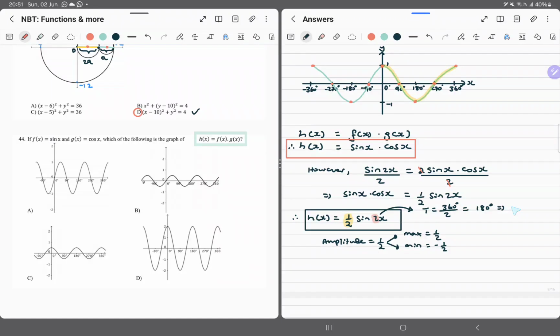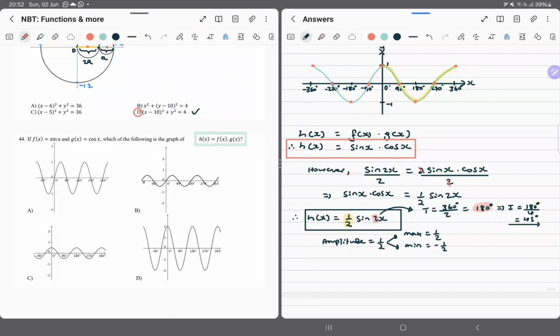And then obviously this tells us that our intervals are going to be the period, which is 180 degrees, divided by 4. Now 180 divided by 4 is 45 degrees. Nice and easy. So that means on our graph the spacing is 45. The maximum is going to be at a half. The minimum is going to be at a minus half. And the period at which a cycle is completed here is going to be at 180 degrees.